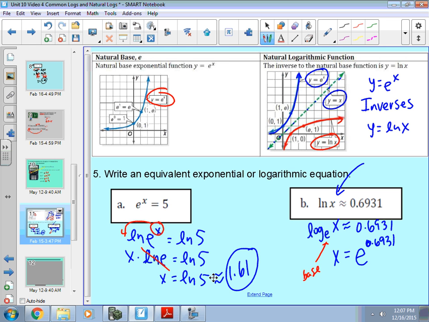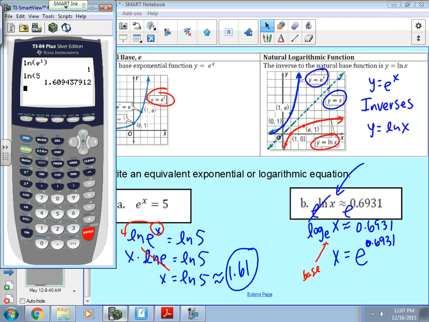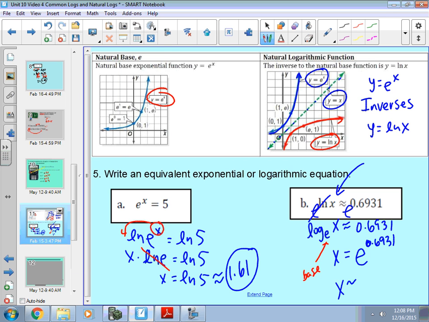e is the opposite of ln. So anytime you have ln, if you just take e to both sides, that cancels out. You've got x, and you just have to do e to that power. So if we go on our calculator, select our exponential, and type in the exponent of 0.6931, we see that this is approximately equal to 1.99999, which is very close to, or approximately 2. x is about 2 here.